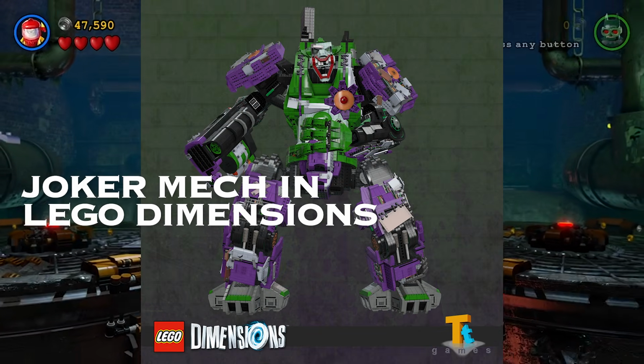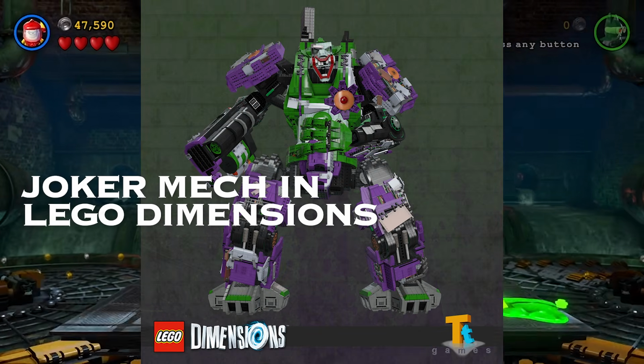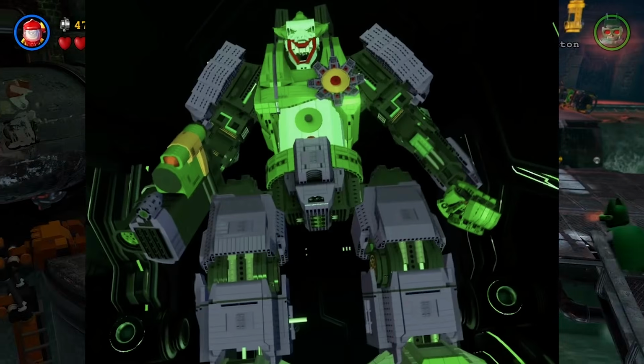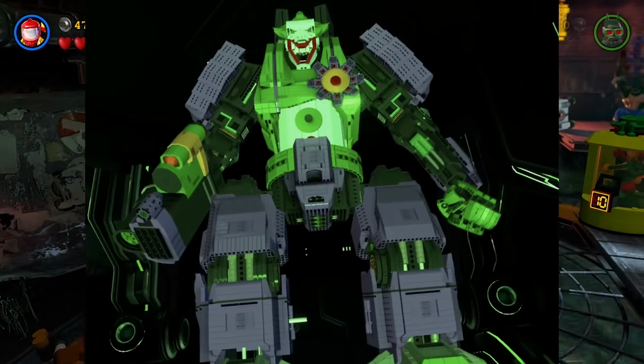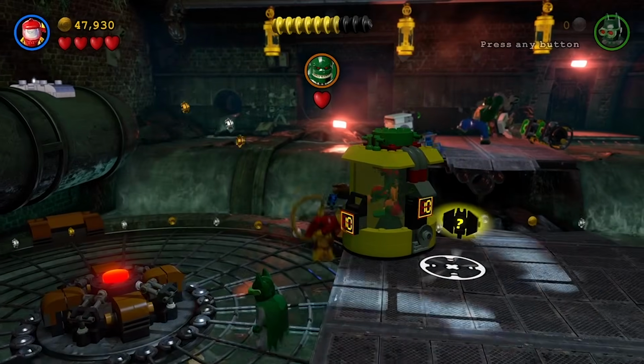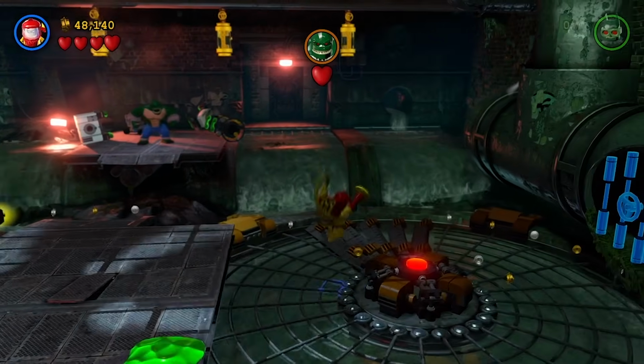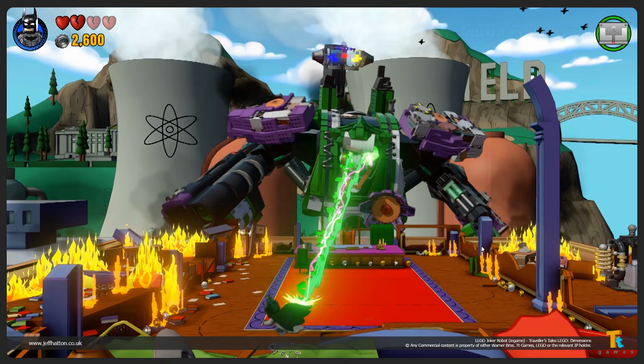Joker mech in LEGO Dimensions. If you played LEGO Batman 2, you might remember there's this big Joker mech you have to fight toward the end of the game. This mech makes a return to LEGO Dimensions, which could suggest that there's direct continuity between LEGO Batman 2 and LEGO Dimensions, like, they're set in the same universe, which would make sense. I mean, that's kind of the basis of LEGO Dimensions.